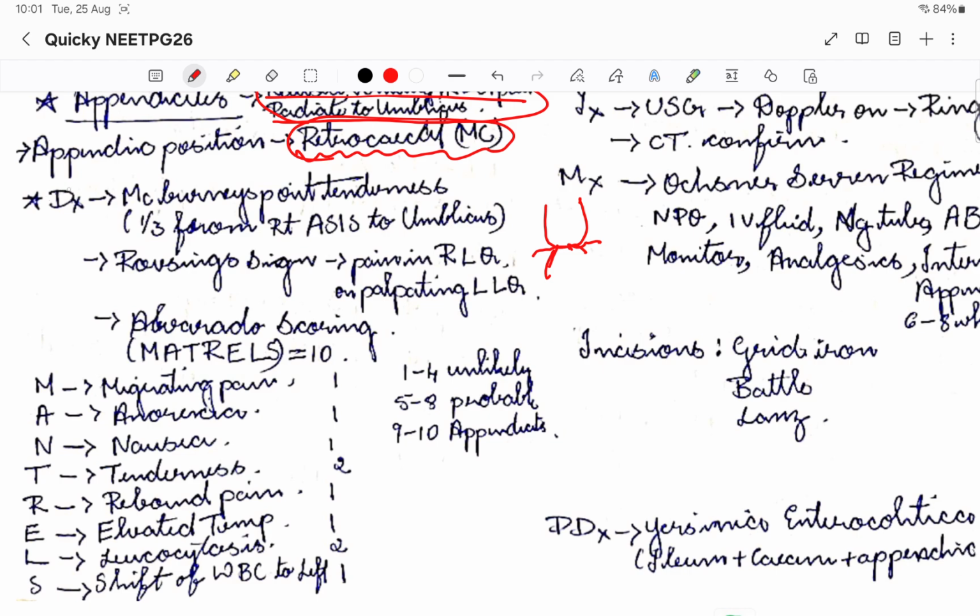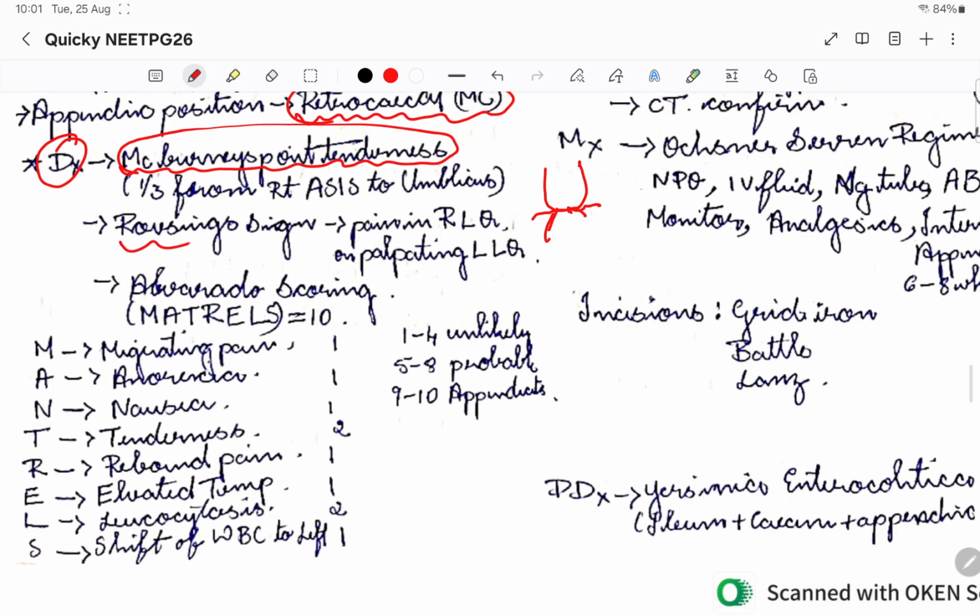Diagnosis is based on point tenderness. McBurney's point tenderness, we would all have elicited this, right? McBurney's point tenderness is where the pain will be. And Rovsing's sign, what does that mean? Basically, pain in the right lower quadrant when we are palpating the left lower quadrant. So this is known as Rovsing's sign.